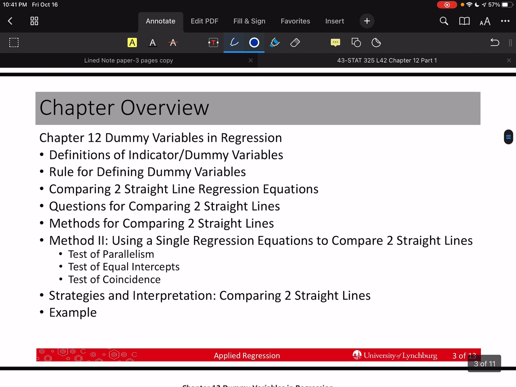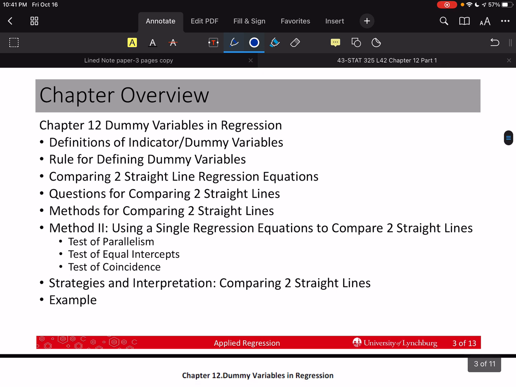All right. So in this chapter 12, we're going to talk about something that's referred to as dummy variables or indicator variables. So we're going to talk about the different indicator variables and how we use these in regression to test things that have just one level or multiple levels of a variable.